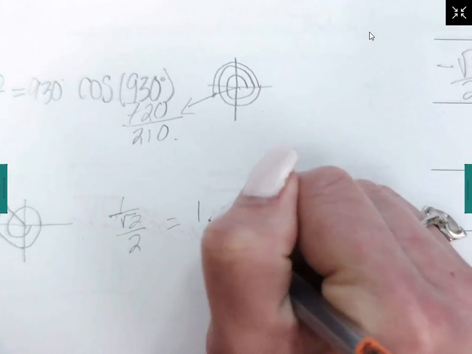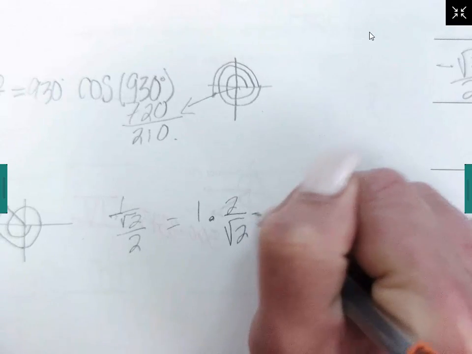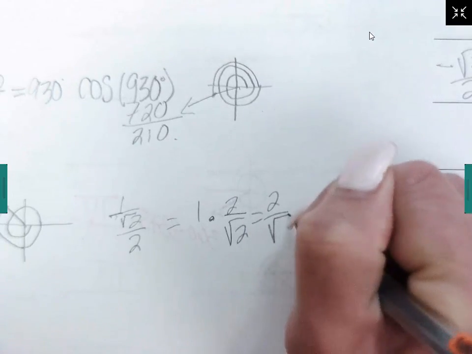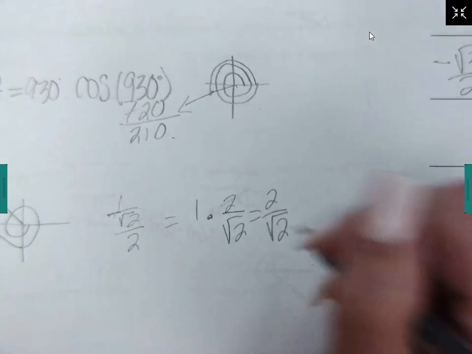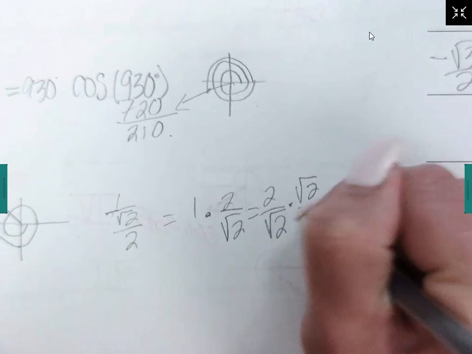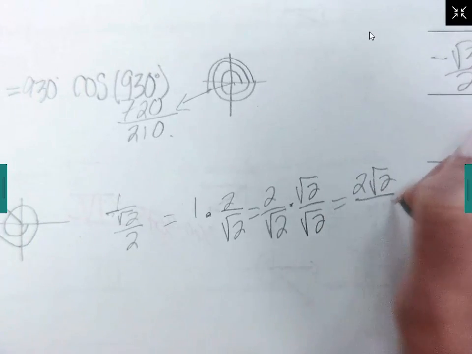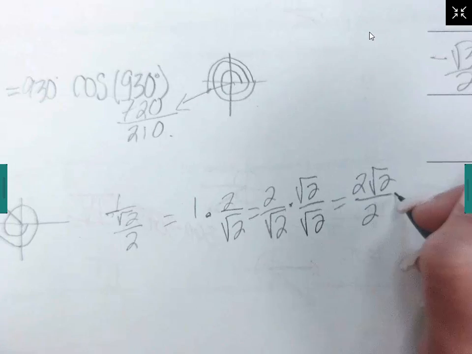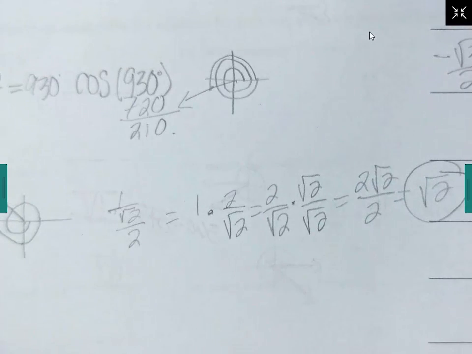So this is just 1 times the reciprocal, which is 2 over the square root of 2. But what's wrong? Radical in the denominator, so multiply by the square root of 2 over the square root of 2, and this is 2 square root of 2 over 2, which is just square root of 2. Good. Any questions here?